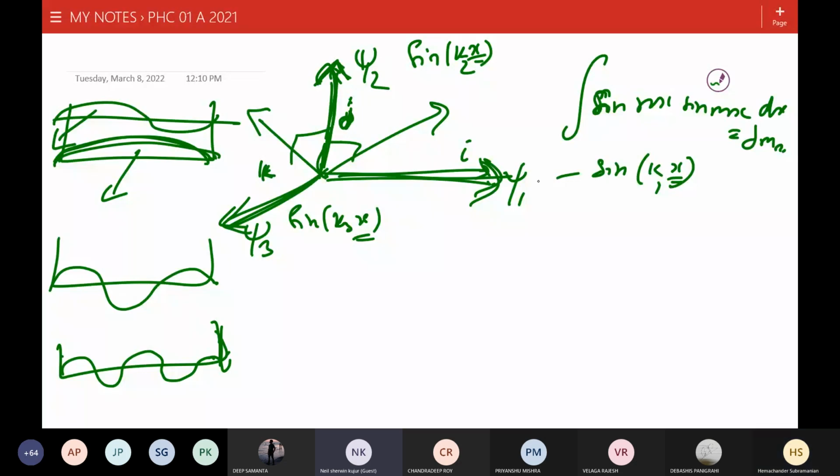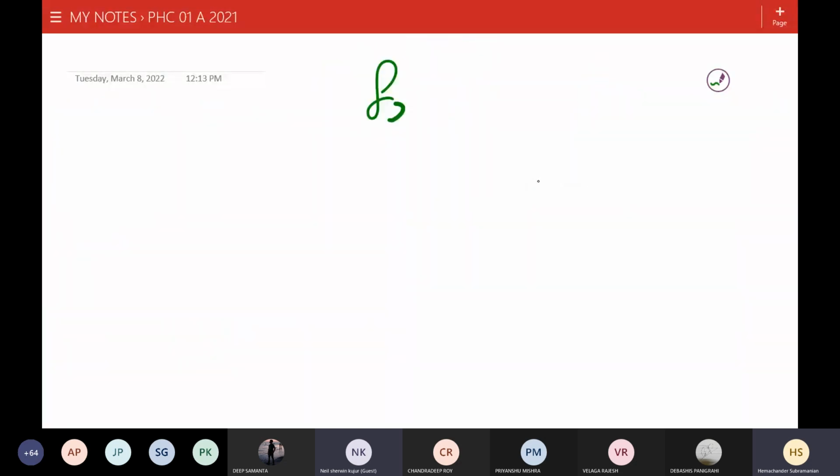Okay. Boy, was it long. I thought I would finish another problem, another thing, the free particle. Maybe not. I will have to finish something else about the velocity of the particle.